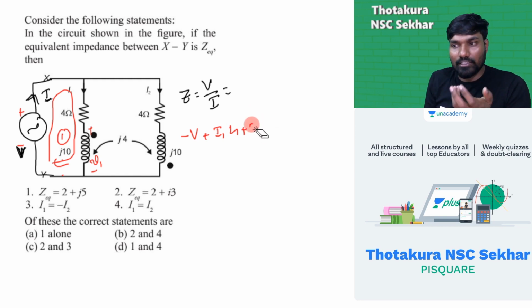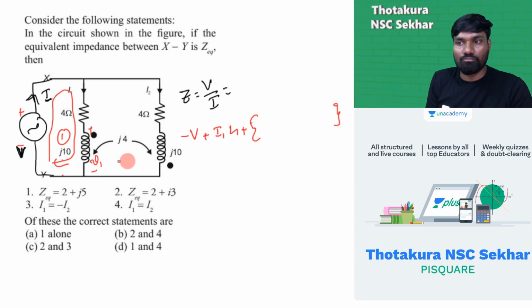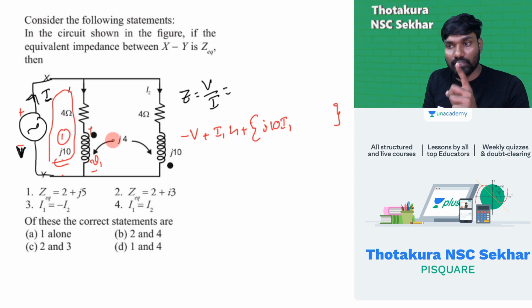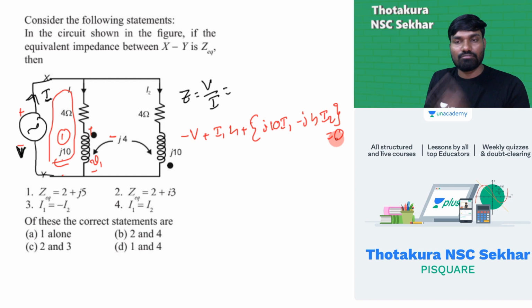Let me directly write it. The value of V1 is J10 into I1. When you have this type of coupling, you need to write whether it is positive or negative. Current entering at a dot, here current entering at undotted, or current leaving at dot, it's opposite, so negative coupling, minus here. So minus J4 into this current I2 is equal to 0. This is the first equation.